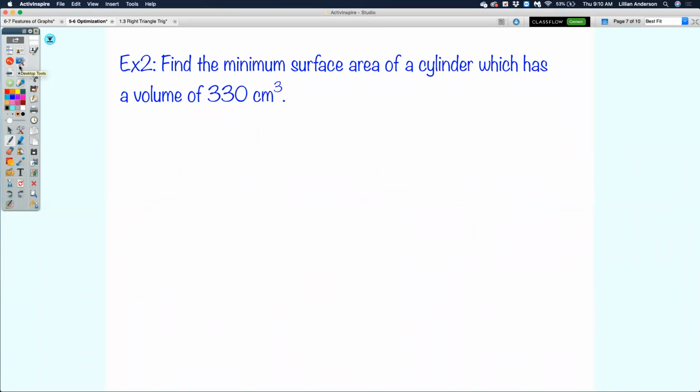All right, example 2, it's a short one. We have to find the minimum surface area of a cylinder which has a volume of 330 centimeters cubed.